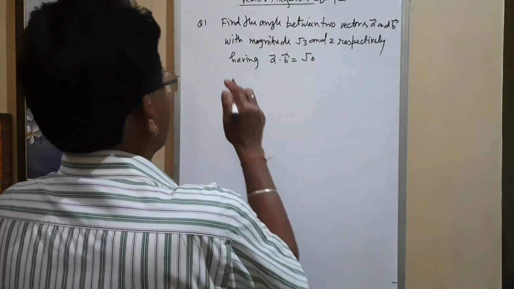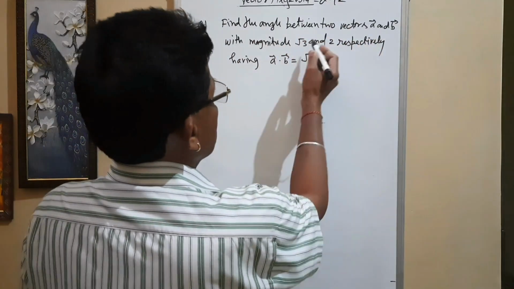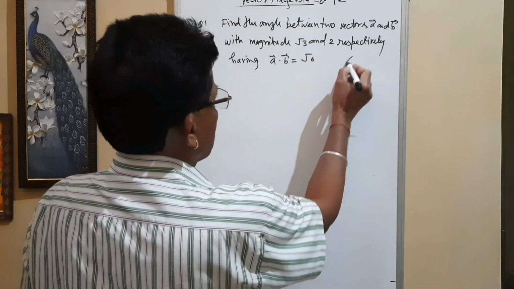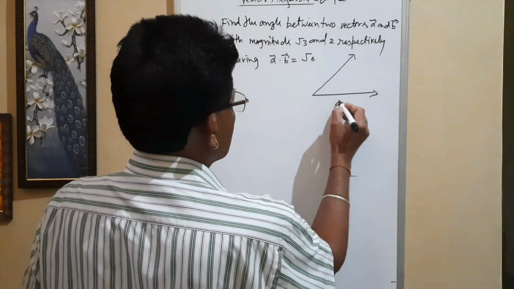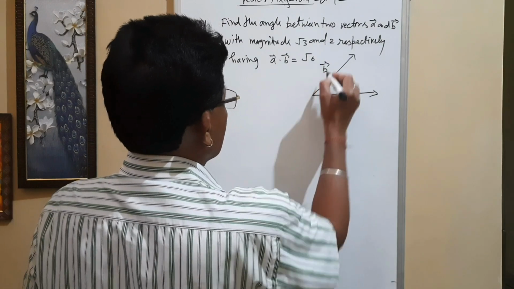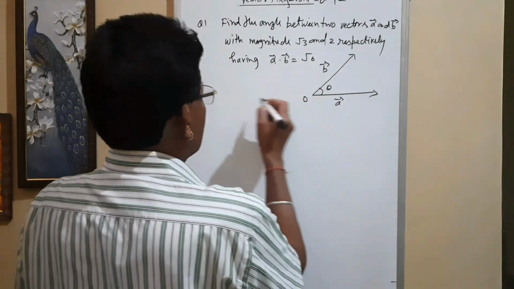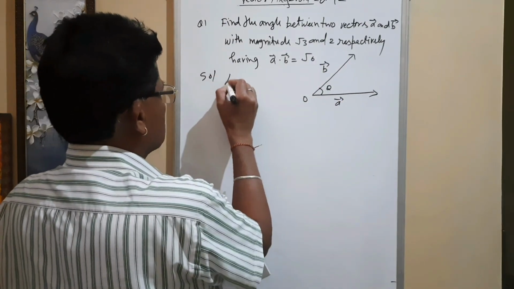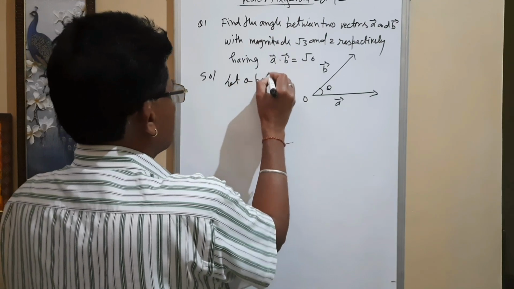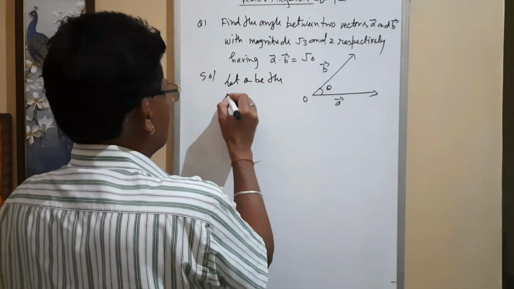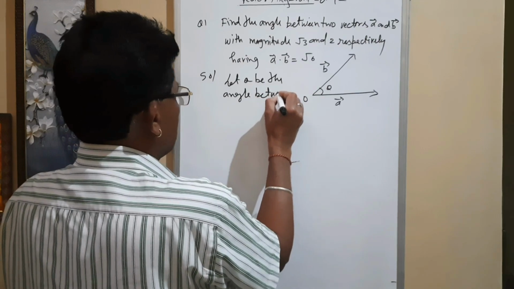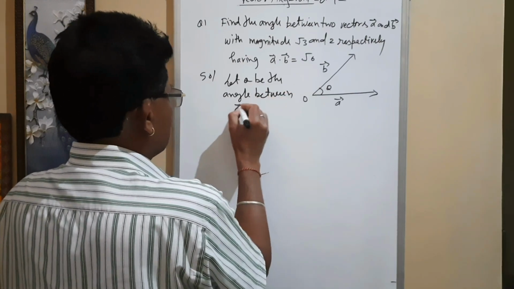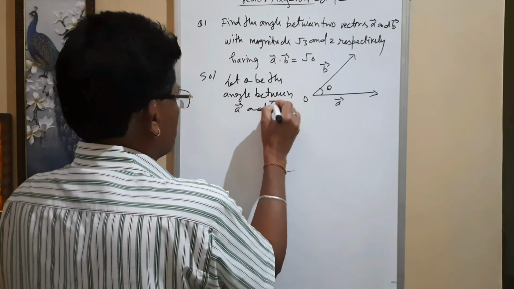Now let us start the solution of the questions. Here it is given: find the angle between the two vectors A and B. Before getting the angle between these two vectors, suppose it is vector A and it is vector B. Let theta be the angle between vector A and vector B.